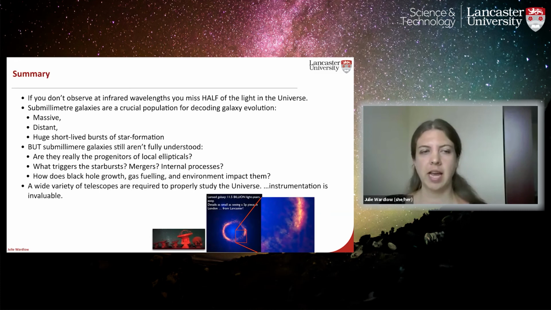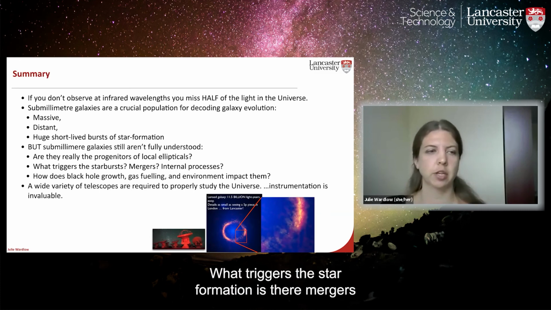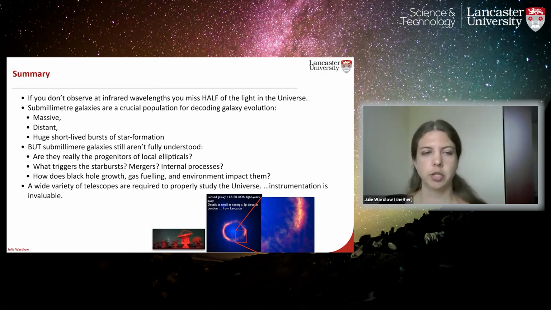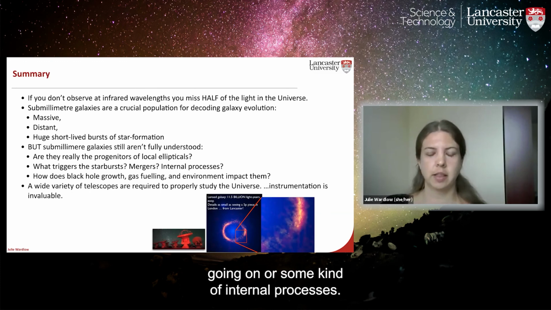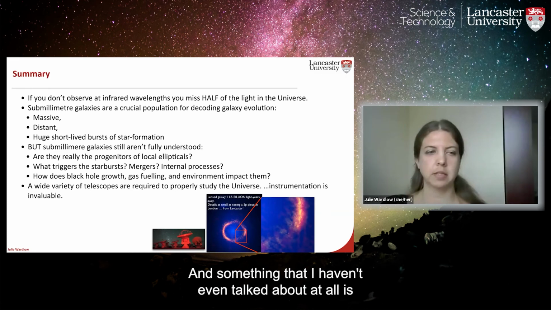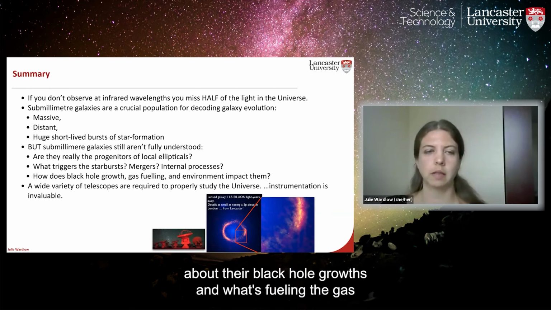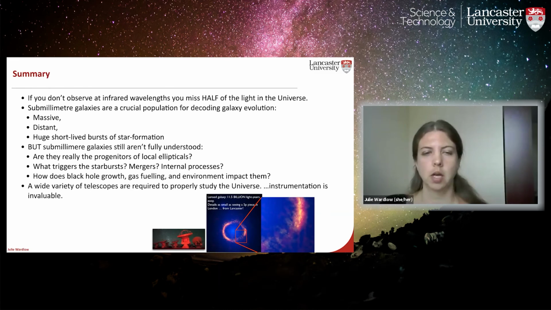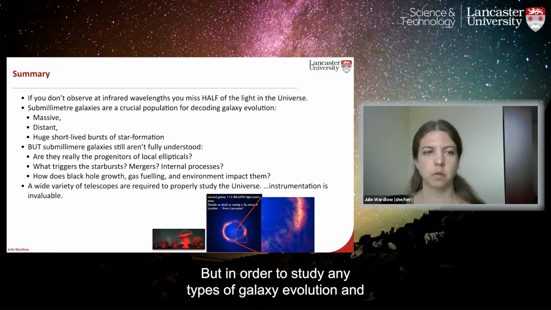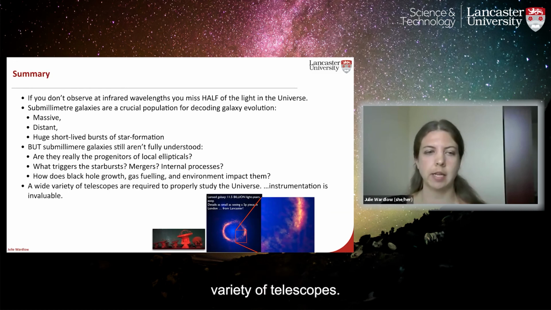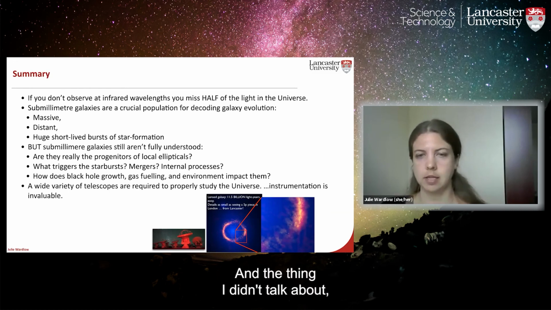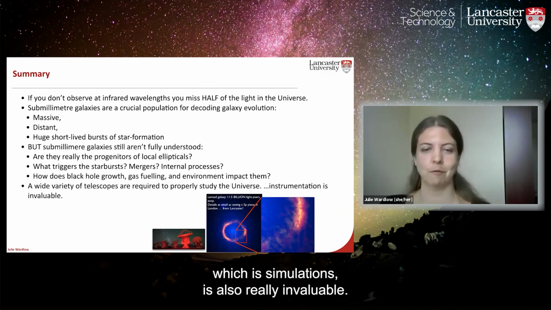So we don't really know, are they actually the progenitors of these local elliptical galaxies? What triggers the star formation? Are there mergers going on or some kind of internal processes? And something that I haven't even talked about at all is their black hole growth and what's fueling the gas and their environment. But in order to study any types of galaxy evolution and anything in the universe, we really need a wide variety of telescopes. So instrumentation is invaluable. And the thing I didn't talk about, which is simulations, is also really invaluable.